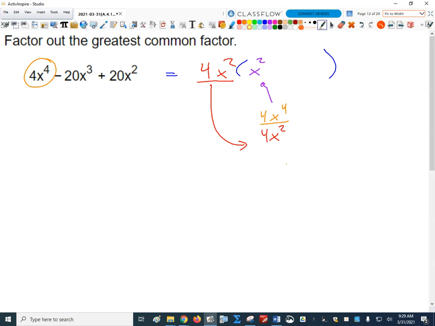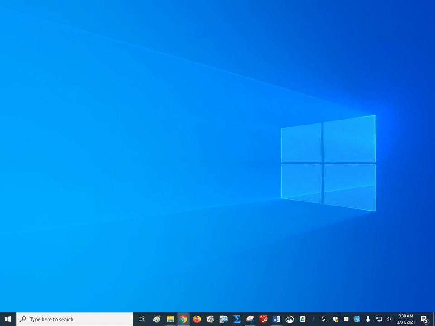Okay. Next term, minus 20x cubed divided by 4x squared would give me what? Negative 5x. Good. Negative 20 over 4 is negative 5. X cubed over x squared gives me 1x left over. And then finally, plus, there you go, good, plus, what's this doing?